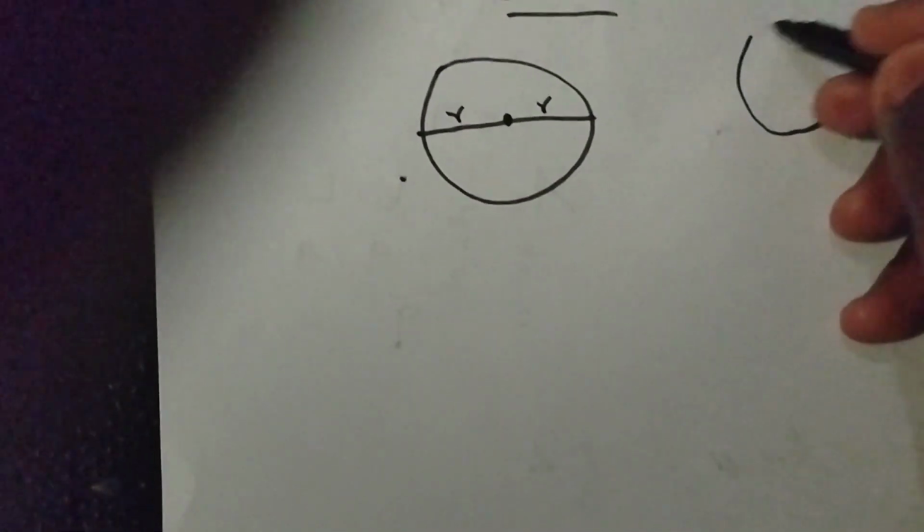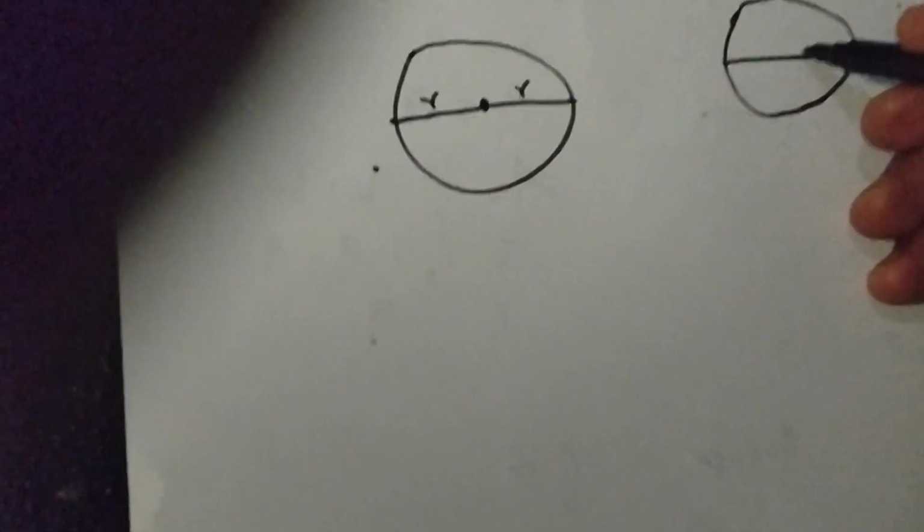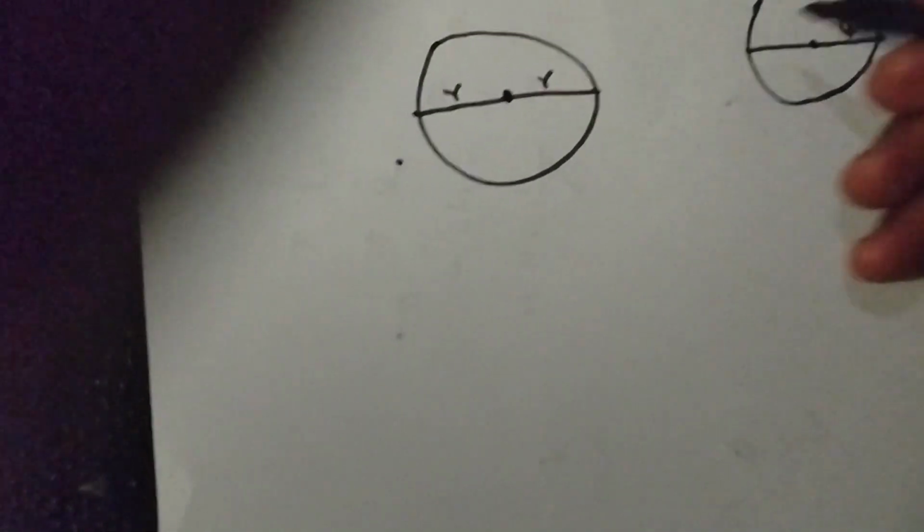So if from this part the radius is 4, here it must also be 4, because both radii must be of equal value. So now, how do I find the area of a circle? The formula to find the area of a circle, A is equal to pi r squared.